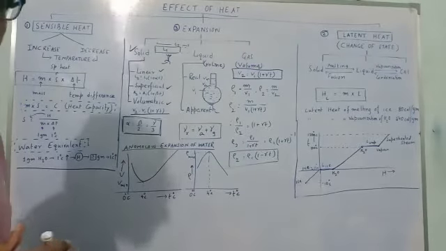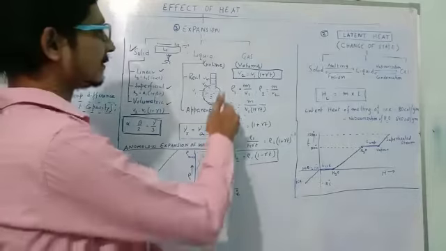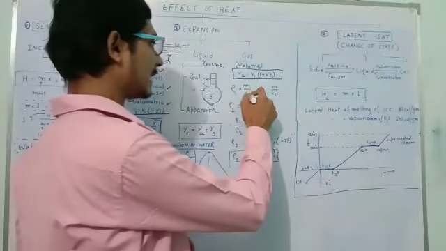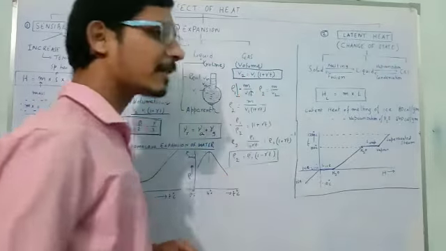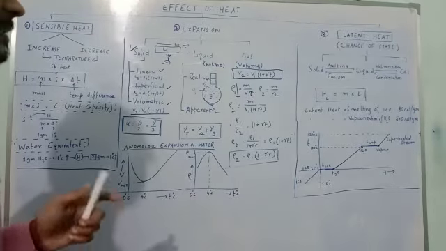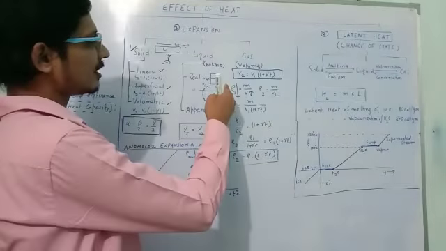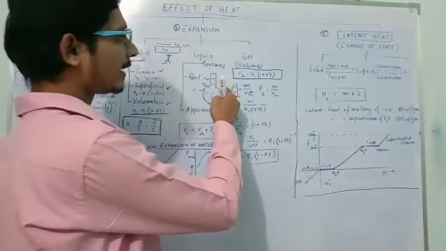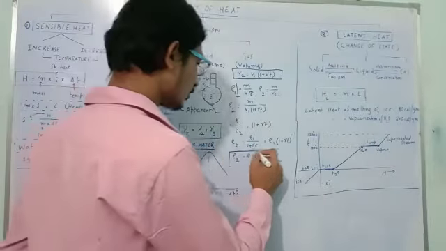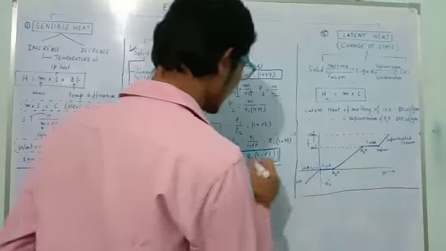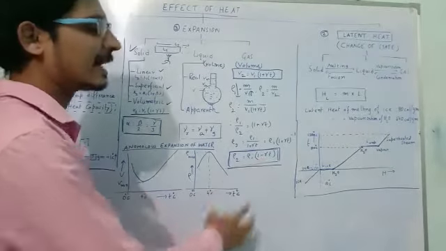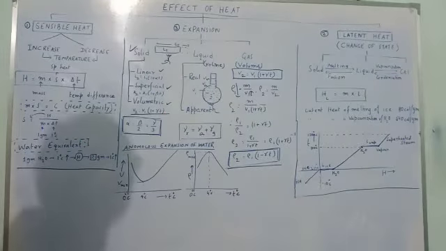Now if the volume increases, that means the density decreases, because density and volume are inversely proportional. Increase of density results in decrease in volume, or increase in volume results in decrease in density. If the initial density of an object is ρ1 and the final is ρ2, this is the relationship between ρ1 and ρ2: final density will become initial density into 1 minus gamma T. See, the minus sign indicates the density will fall.